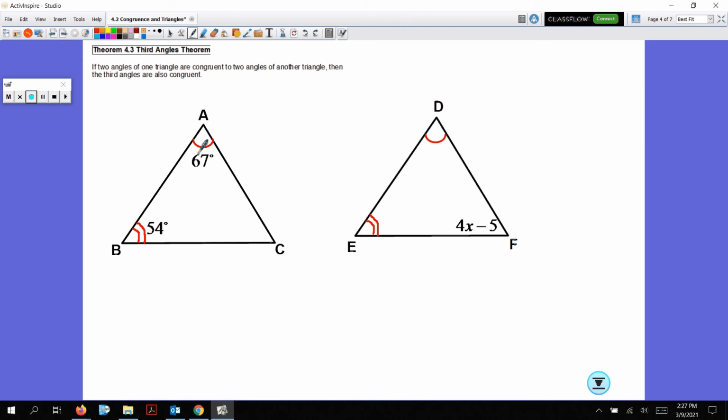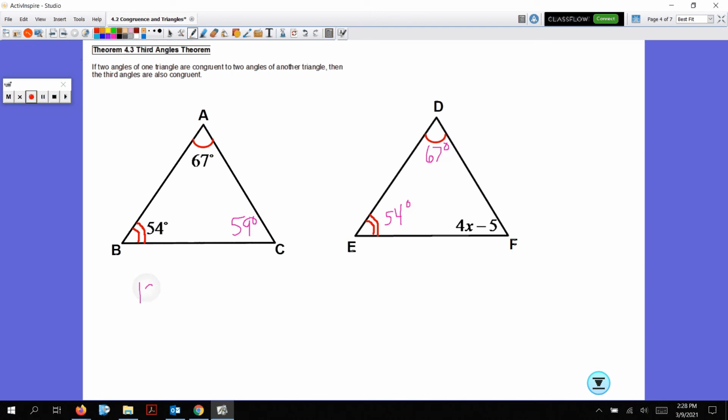If you see here, I have 1 mark here, 1 mark here. That means this is 67. I have 2 marks here, 2 marks here. That means this is 54. Then remember, the triangle sum is always 180 degrees, so I can find the measure of angle C by simply taking 180 minus 54 and minus 67, and I get 59 degrees here.